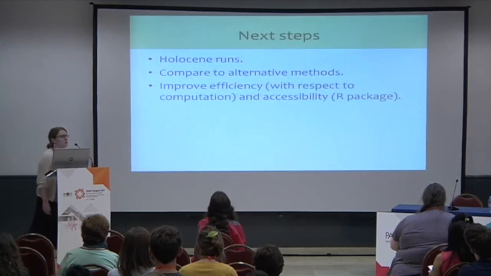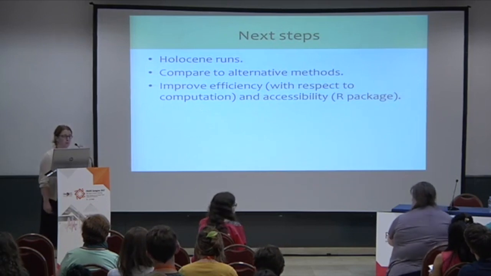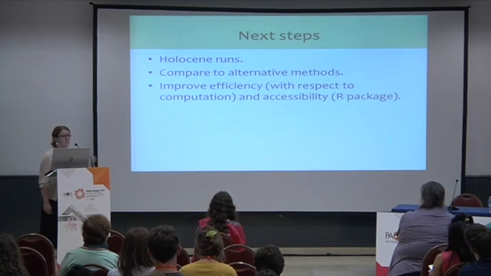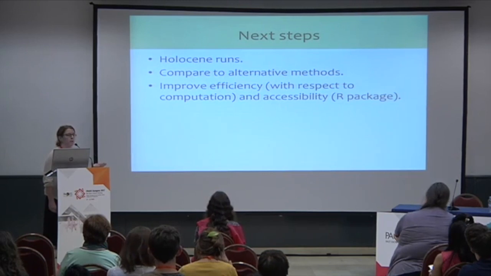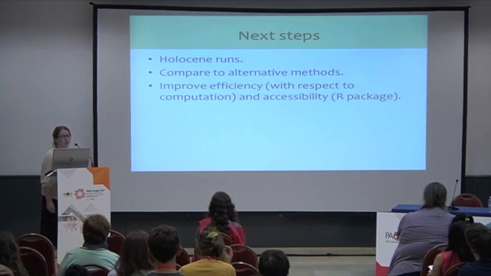So the next steps here are to go further back in time. Here I just presented results for the last 2,000 years before present. We'd like to go back as far as possible, making some big assumptions about the pollen-vegetation relationship. We'd also like to compare to other methods like LOVE and REVEALS, which works quite well in many cases. It's similar in many ways, but different in some other ways. Finally, we want to improve efficiency and make this more accessible.